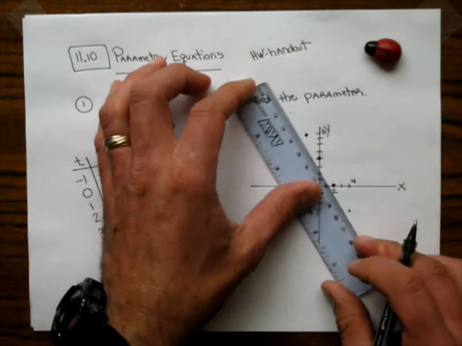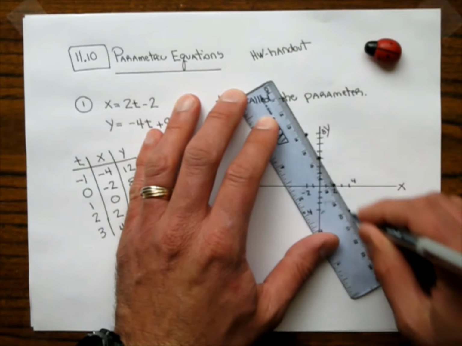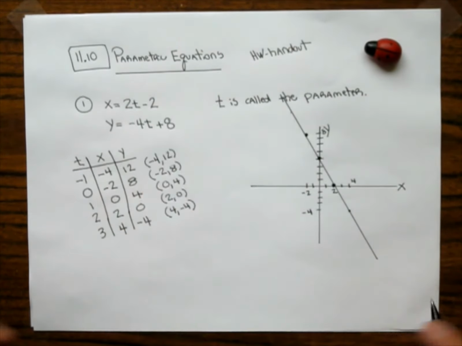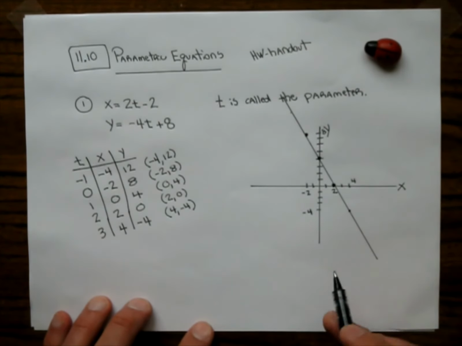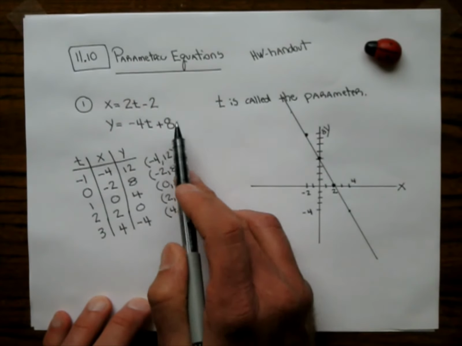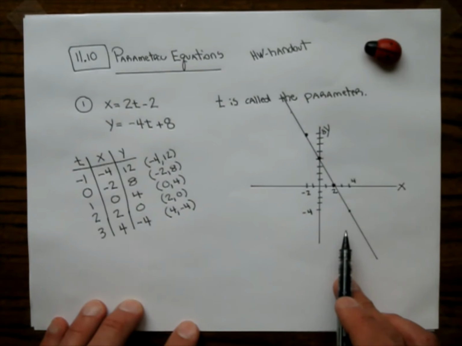They all lie on the same line. And if I was using grid paper, it would be even more precise. And so the line looks like that. Now, I'm not going to put arrows on both sides of the line, okay, because there's a reason for that. And so I have just graphed this system of parametric equations, and it is a line.